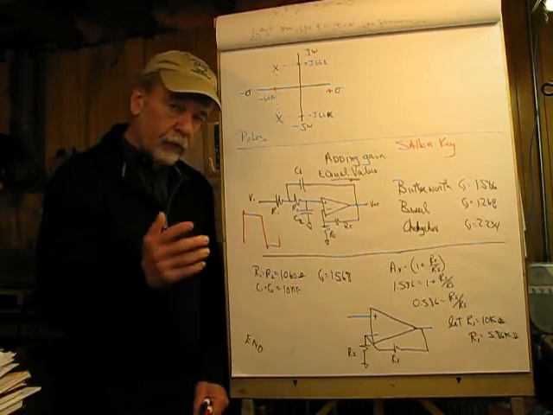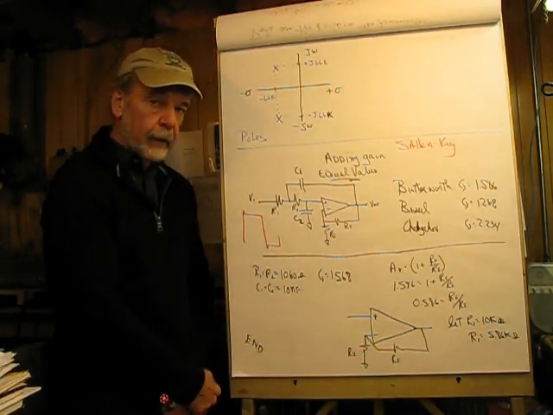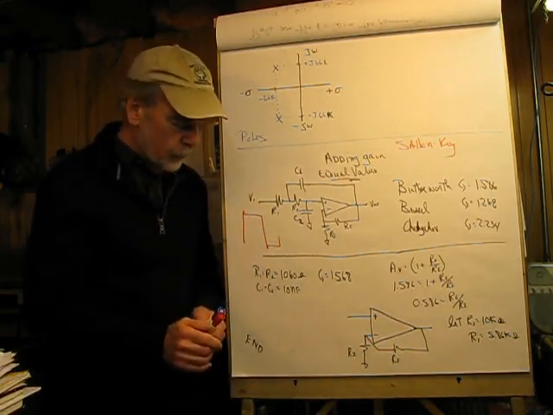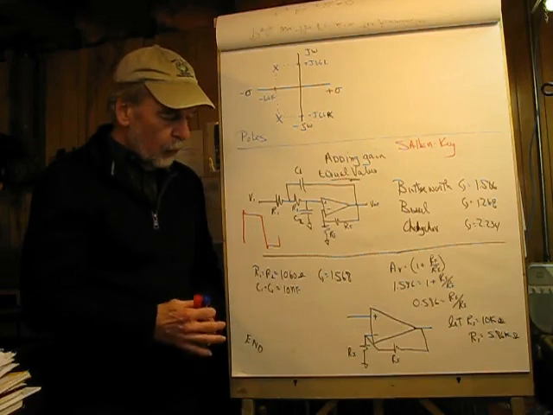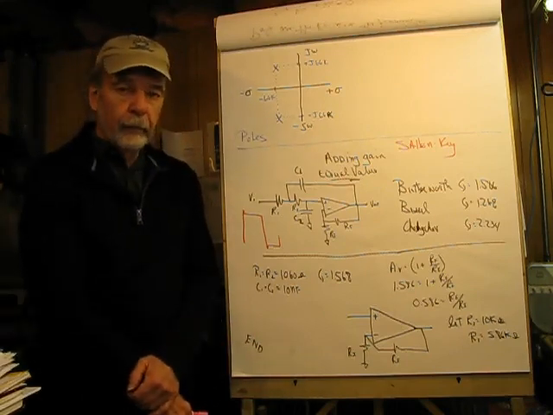Now this is a little bit unusual because Rf is smaller than Ri, and that puts us in a gain range of between 1 and 2. So that'll conclude active filters, and thank you for watching.